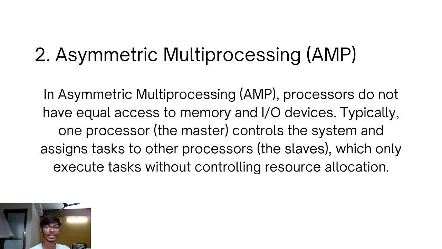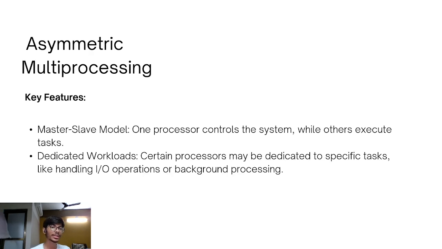Second is asymmetric multiprocessor. In AMP, processors do not have equal access to the memory and I/O devices. Typically, the master controls the system and assigns the tasks, and the other processors only execute the tasks without controlling the resource allocation. Asymmetric processor key features: master-slave model. One processor controls the whole system while others execute the tasks. Dedicated workload. Certain processors may be dedicated to specific tasks like handling I/O operations and background processing.